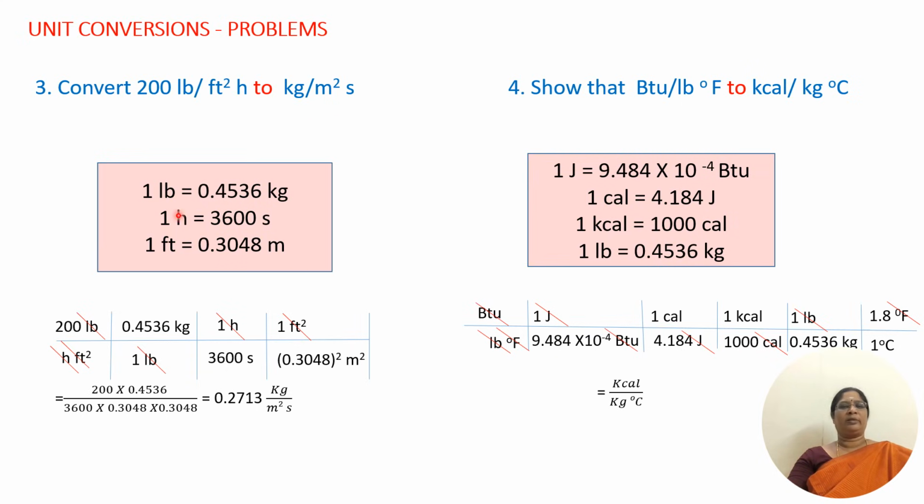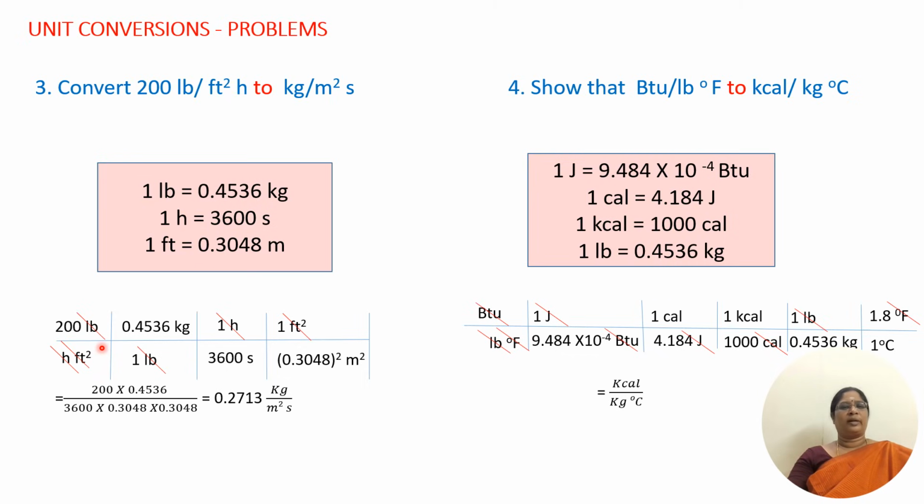That is 1 lb is equal to 0.4536 kg, 1 hr is equal to 3600 seconds, and 1 foot is equal to 0.3048 meter. Let us write down the problem in the box model: 200 lb per hr feet square. First, let us do the unit conversion for the numerator.